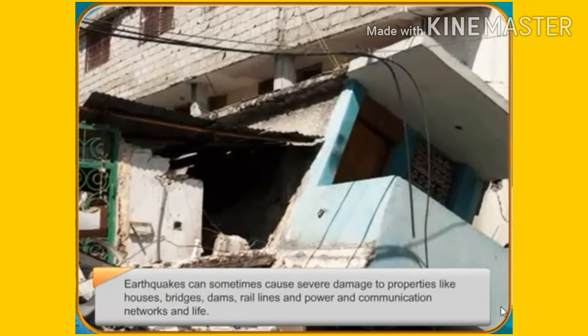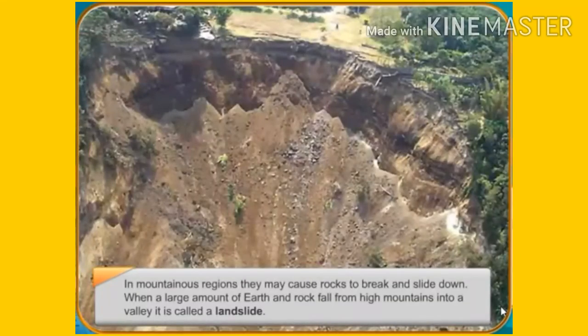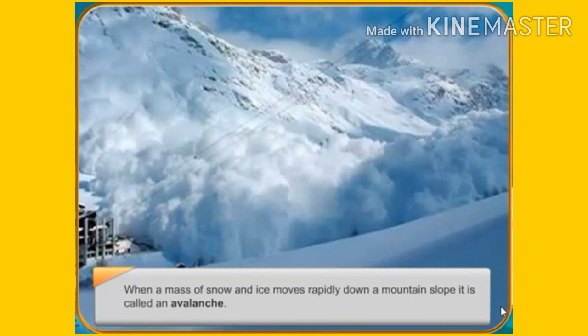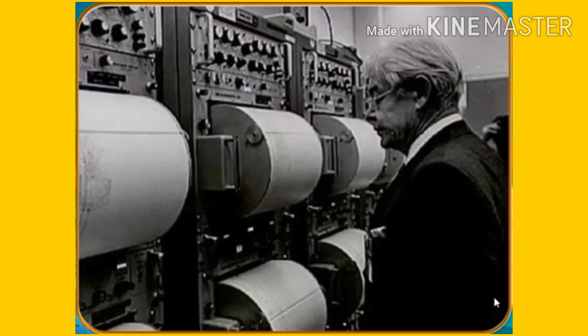Earthquakes can sometimes cause severe damage to property like houses, bridges, dams, rail lines, power and communication networks, and life. In mountainous regions, they may cause rocks to break down and slide down. When a large amount of earth and rock falls from the high mountains into a valley, it is called a landslide. When a mass of snow and ice moves rapidly down a mountain slope, it is called an avalanche.